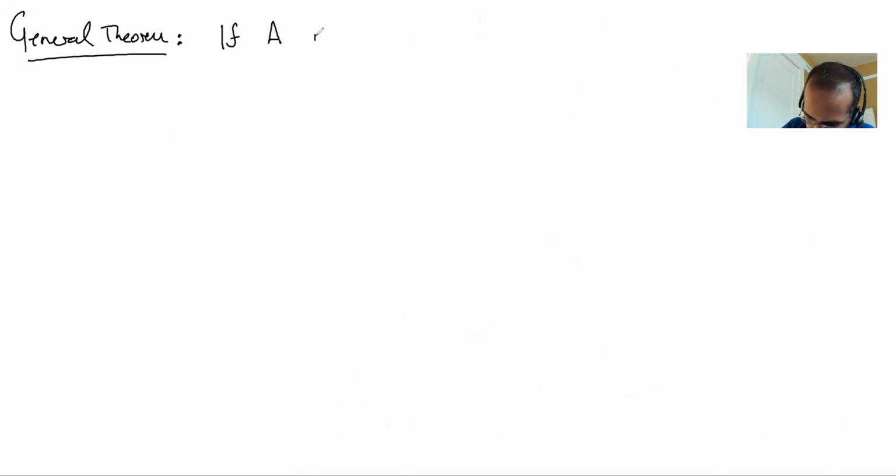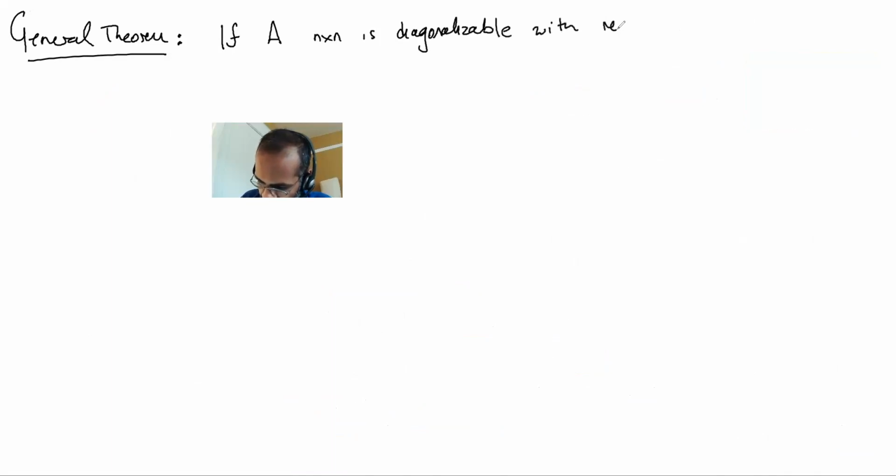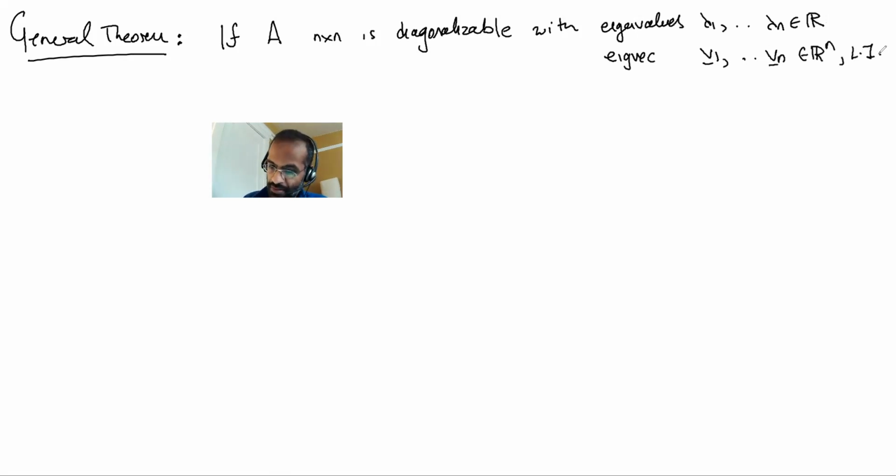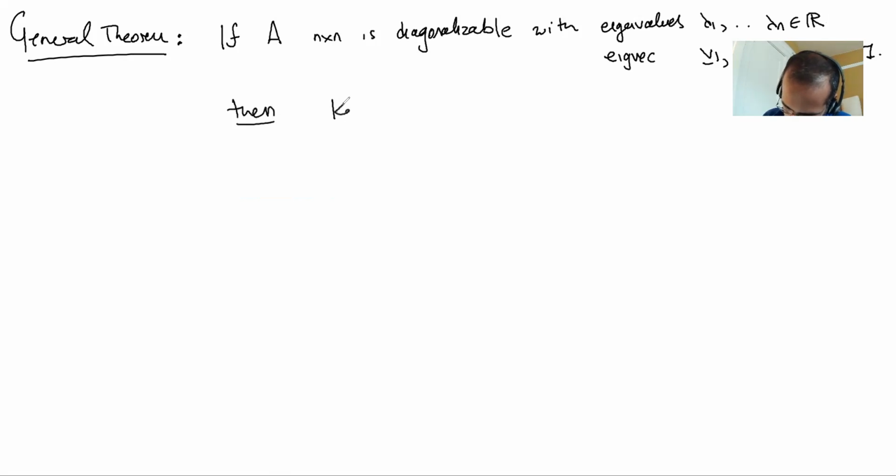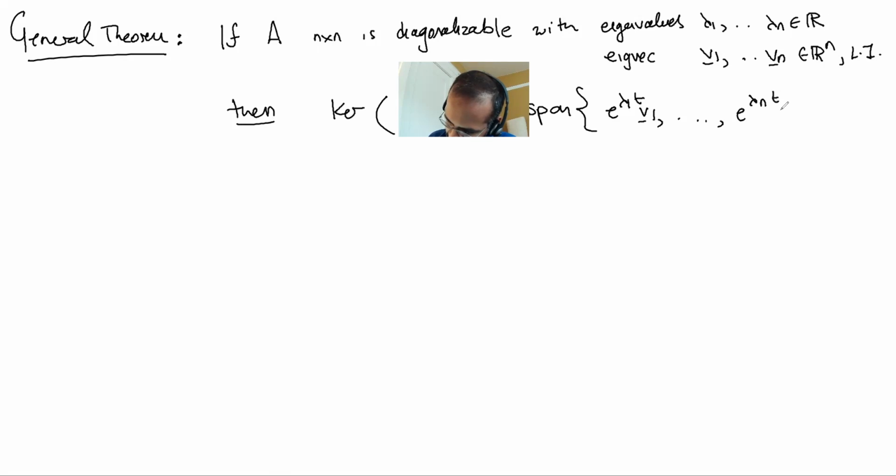So if A is a diagonalizable matrix with real eigenvalues, they don't have to be distinct, and corresponding eigenvectors v1 through vn, which are in Rn, of course linearly independent, then the kernel of this operator d/dt minus A is always equal to the span of e^(lambda 1 t) v1 all the way up to e^(lambda n t) vn.